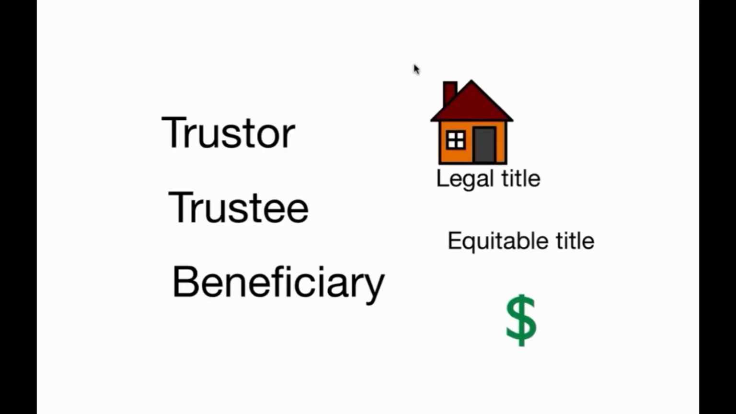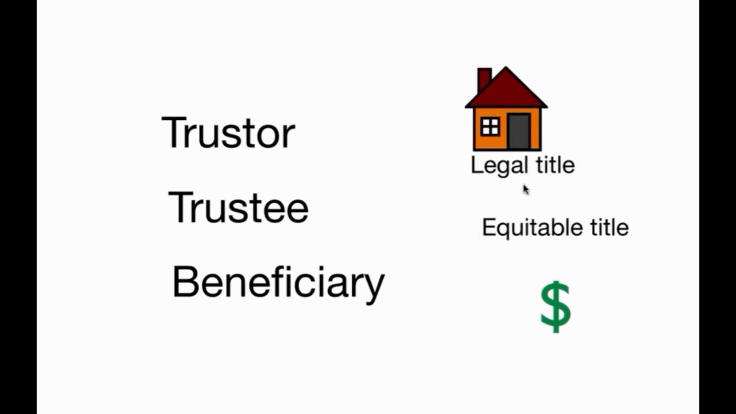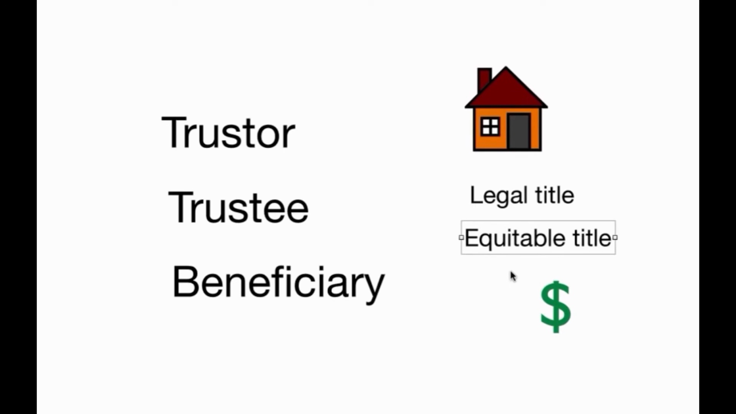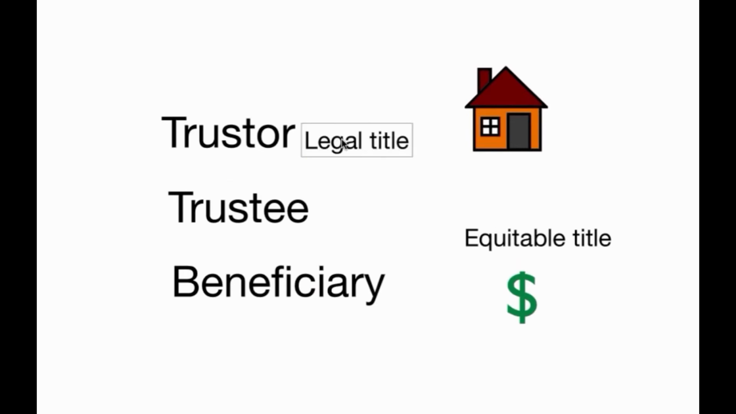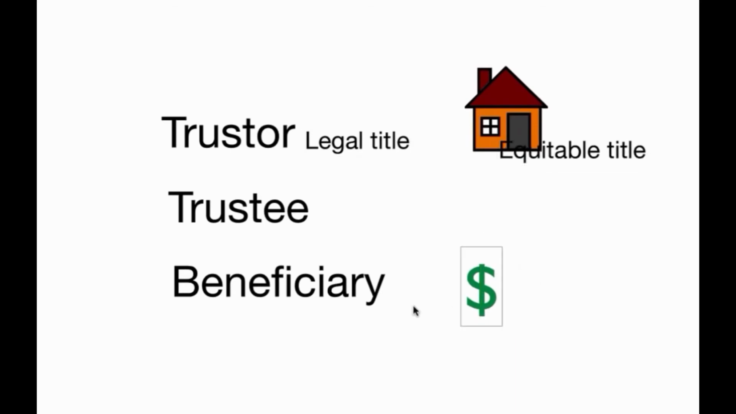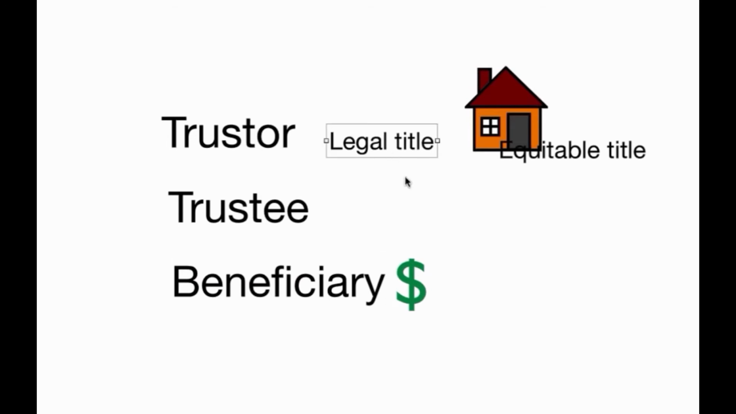So you have the trustor, trustee, and beneficiary. I have these four things here: a house, my little legal title thing here, an equitable title, and a little money sign. Okay, so we start here with the trustor. Let's give him legal title here. But he wants to borrow money. He doesn't have any money. So the money is over there. What he's going to do is call the beneficiary and say, hey, beneficiary, I need money. Could you give me money, please? What's the beneficiary going to say?